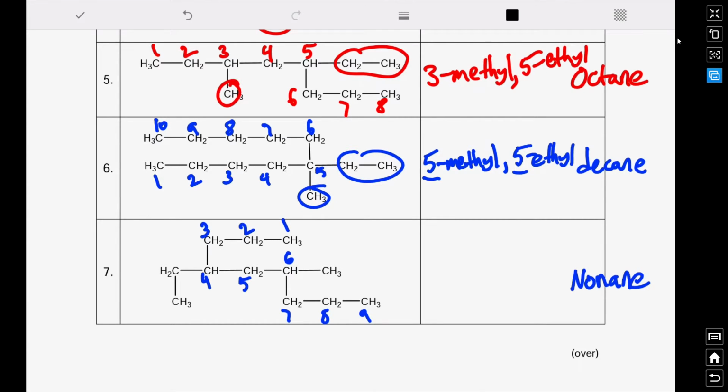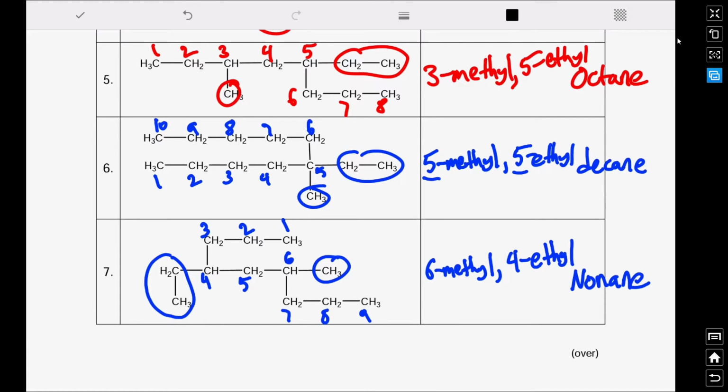Now let's take a look and see. If I renumbered it, would I have smaller numbers? Well, before I do that, I'll look for my carbon chains. I have a methyl and an ethyl group. The methyl group is on the 6, so 6 methyl. And then we have an ethyl group on the 4. So that's a 6 methyl, 4 ethyl nonane.